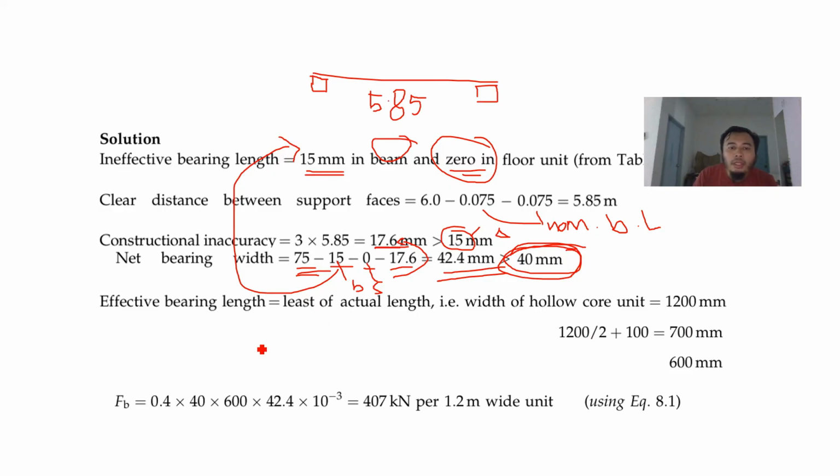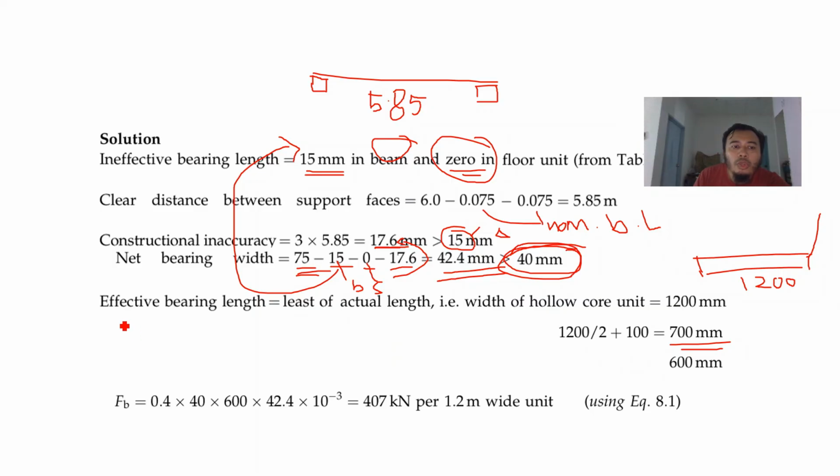So effective bearing length is the least of the actual length, i.e. the width of the hollow core unit. So you need to check what is the least length. For the hollow core unit, the dimension is 1200 times 6 meters. So this is 1200, divided by 2, plus 100. So you get 700 mm. So the effective bearing length.